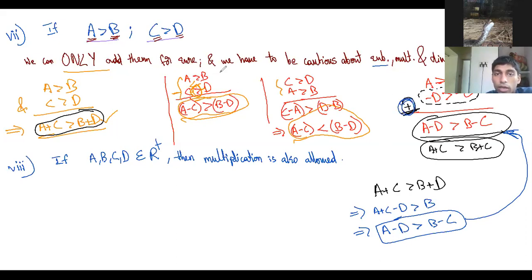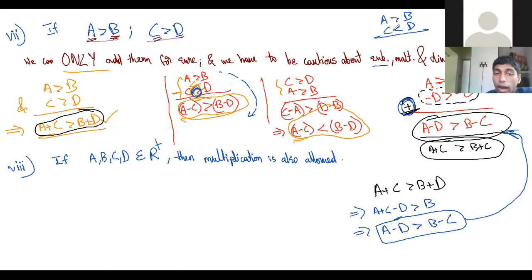But what is the problem here? The problem here is when you're subtracting, you're actually multiplying a minus sign due to which the inequality is changing. And after the inequality changes, you cannot add like that. You get it? If A is greater than B and C is less than D, you cannot add these two. That is not proper.